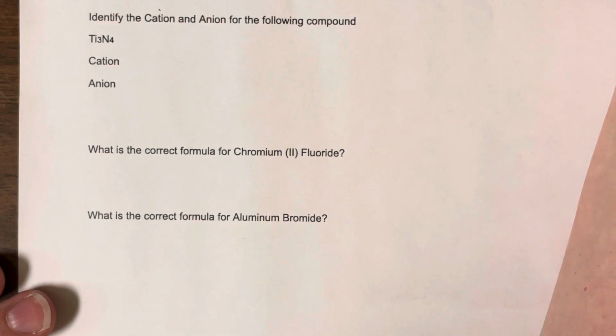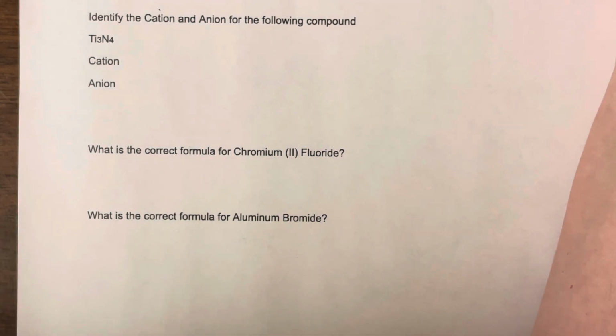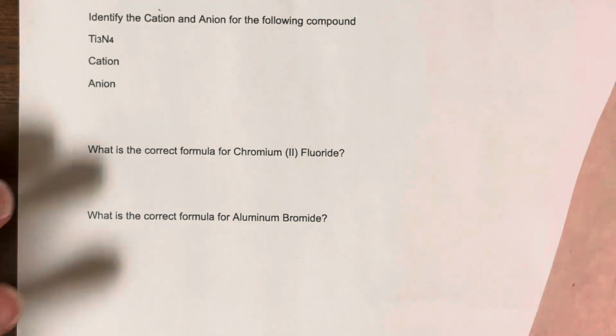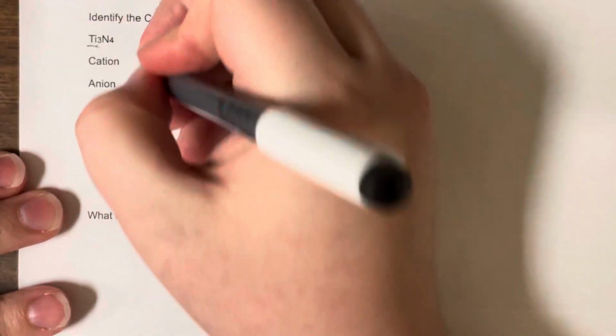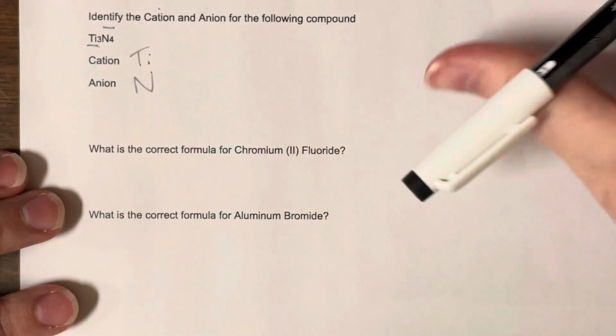Identify the cation and the anion in the following compound, Ti3N4. My cation is always going to be whoever is in the first position, so that is going to be titanium, and my anion is whoever is in the second position, so that is going to be nitrogen.